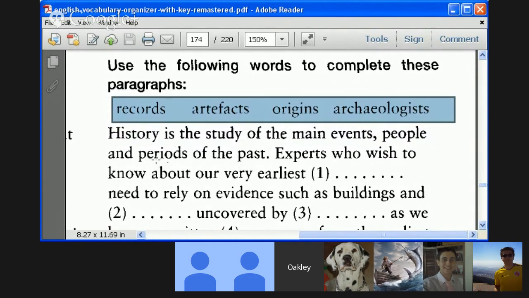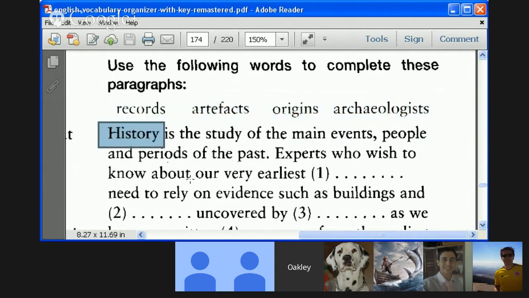If you're ready, Max, could you please read from history? History is the study of the main events. People are periods of the past. Okay. Experts who wish to know about our very earliest records, I'm not sure. No.